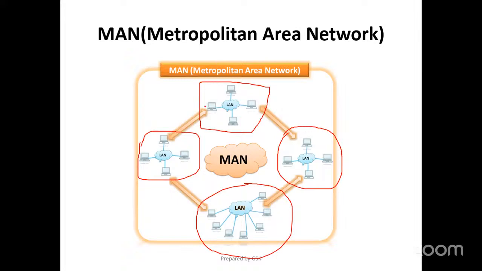But let us say person X has four buildings: one, two, three, four. And within the four buildings, the person has LAN facility. But now the person wants to access the computers of all the buildings. In such cases, they use the network MAN, Metropolitan Area Network. With the help of the Metropolitan Area Network, all the LANs are connected. So the person can access all the systems from different buildings, from all four buildings.